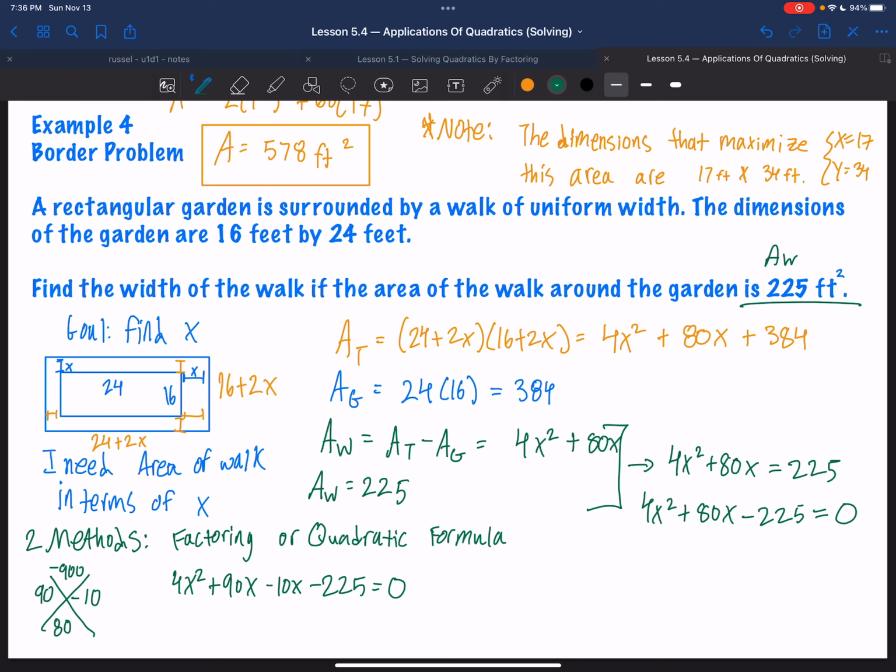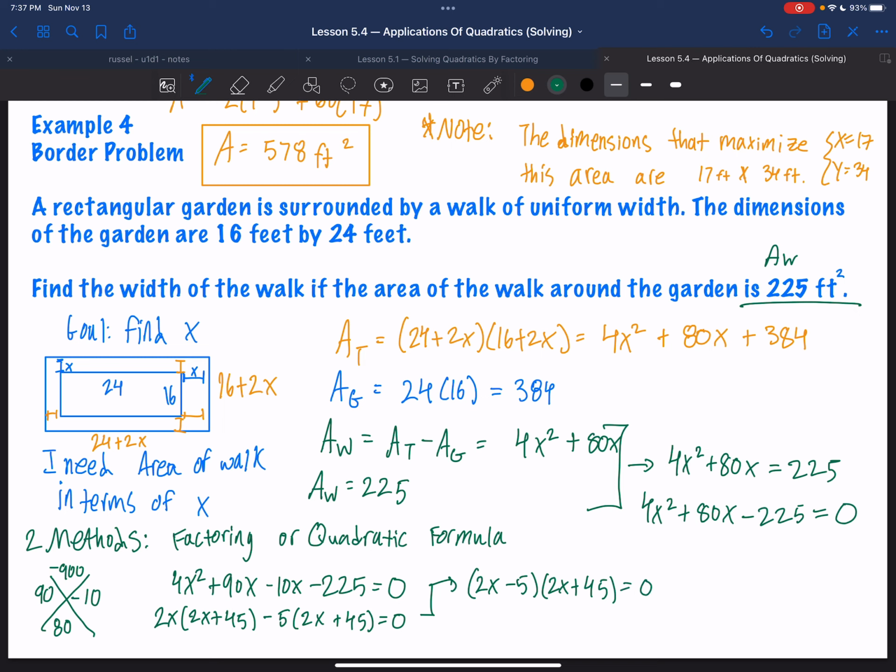So factor by grouping. Can I take 4 out of 90? No, I can take 2 out though. 2x, and I'm left with 2x plus 45. And then if I subtract, let's pull out 5 here, because I can't pull out 10. I get 2x plus 45 equals 0. So then this factors as 2x minus 5 and 2x plus 45 equals 0.